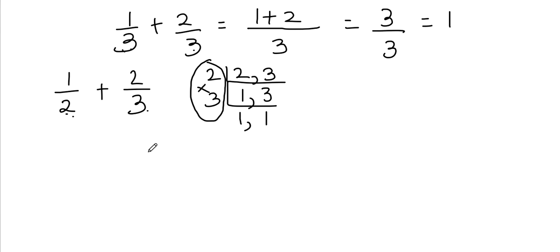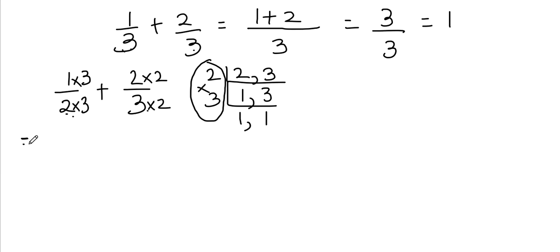So I want denominator as 6. So 2 into what will give me 6? That's 3. And your 3 into what will give me 6? 2. Now remember one thing. When you multiply any number in the denominator, the same number should be multiplied in the numerator. So in this fraction, I have multiplied 3. So here I will multiply by 3. Here I have multiplied by 2. So even here I will multiply by 2.